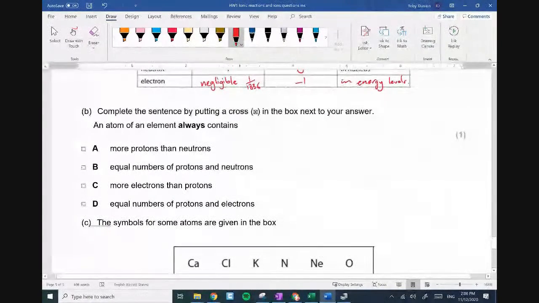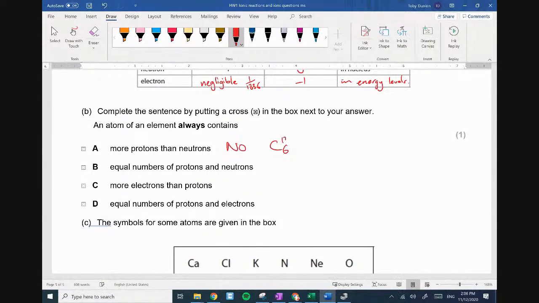That's clever, isn't it? Next, complete the sentence. Put a cross in the box. An atom of an element always contains more protons than neutrons. No, that's not true. An equal number of protons and neutrons. No, that's not true, by the way. Why? Well, we can give an example. Carbon 6 and 12. That has the same number. So that doesn't fit it.